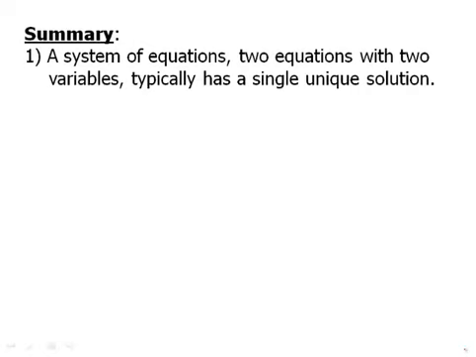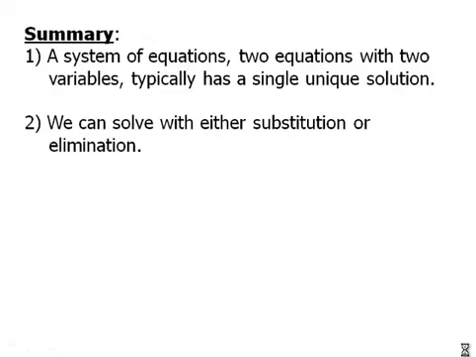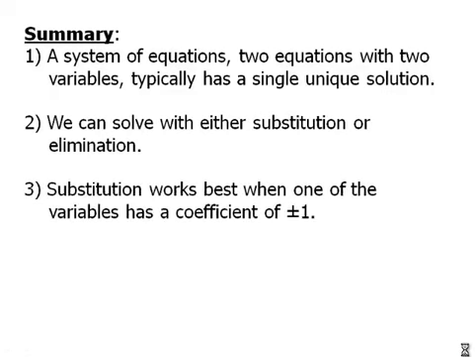In summary, a system of equations, two equations with two variables, typically has a single unique solution. And again, this would be where the two lines are intersecting. That's the point that we're finding. We can solve with either substitution or elimination. Substitution works best when one of the variables has a coefficient of plus or minus 1. And again, in the next lesson, we'll talk about elimination.